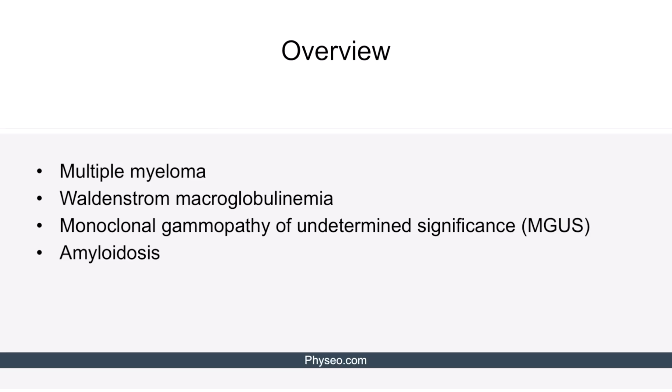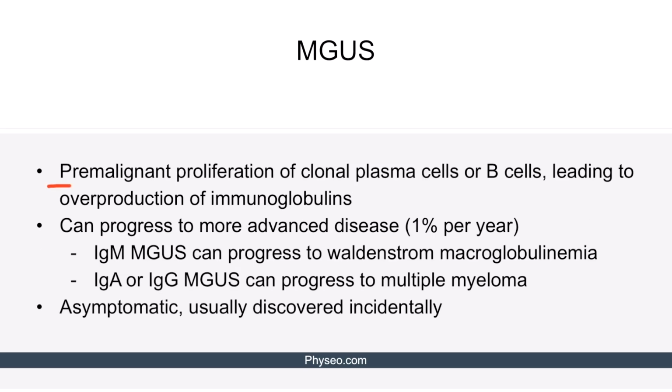All right, now let's move on to our next condition, monoclonal gammopathy of undetermined significance, or MGUS. This is defined as a pre-malignant proliferation of clonal plasma cells, or B cells, which leads to the overproduction of immunoglobulins. It can progress to more advanced disease, and the risk of progression is about 1% per year. IgM MGUS can progress to Waldenstrom macroglobulinemia, and IgG or IgA MGUS can progress to multiple myeloma. MGUS is asymptomatic and is usually discovered incidentally.